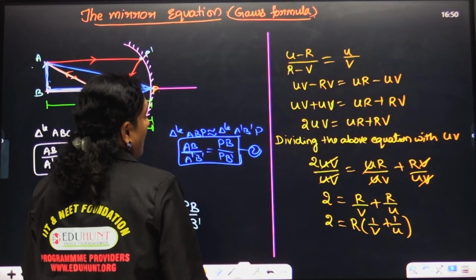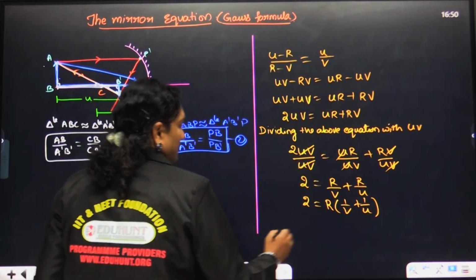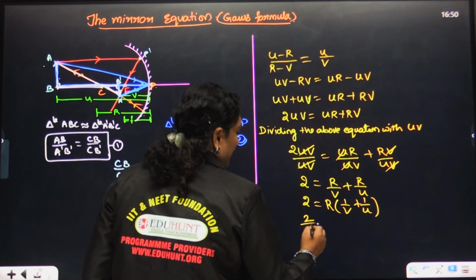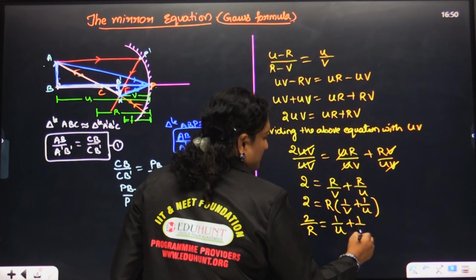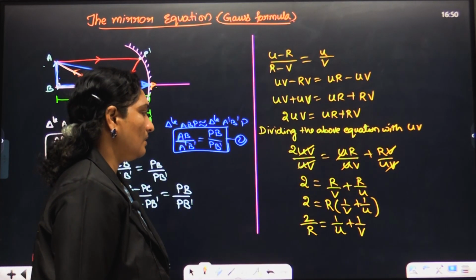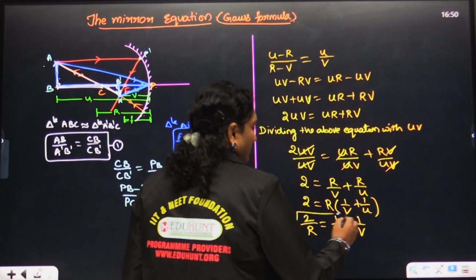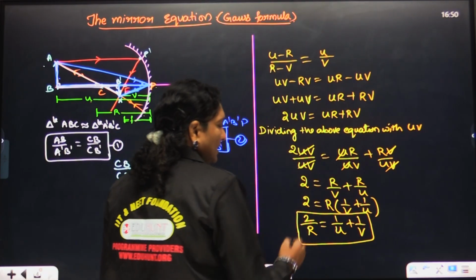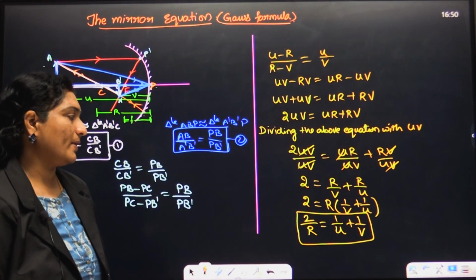So, bringing the R to the other side, we have 2 by R is equal to 1 by U plus 1 by V. So, the relation between the radius of curvature R, object distance U and image distance V is given as 2 by R is equal to 1 by U plus 1 by V.